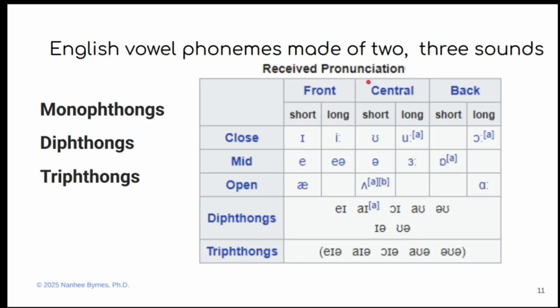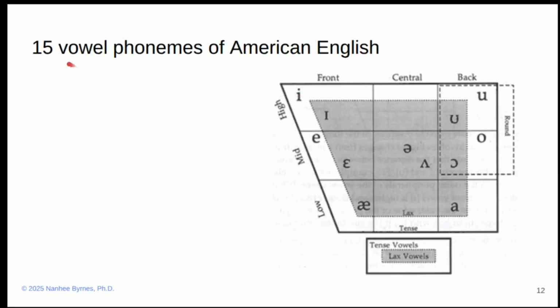In general American English, there are 10 monophthongs, single vowel sounds, plus 5 diphthongs. Some linguists debate whether the schwa should count as a separate phoneme since it only appears in unstressed syllables, but for clarity, let's include it.